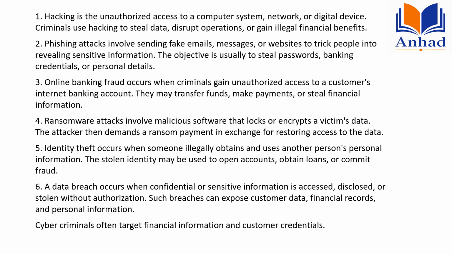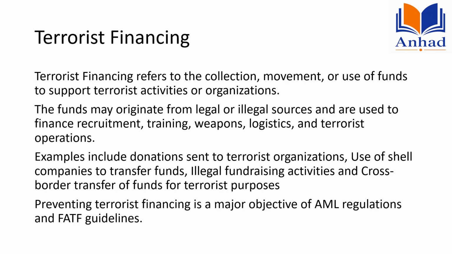A data breach occurs when confidential or sensitive information is accessed, disclosed, or stolen without authorization. Such breaches can expose customer data, financial records, and personal information. Cybercriminals often target financial information and customer credentials. Terrorist financing is the seventh kind of financial crime. Terrorist financing refers to the collection, movement, or use of funds to support terrorist activities or organizations.